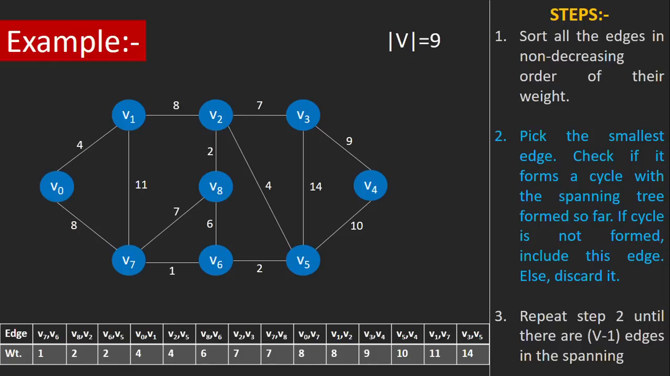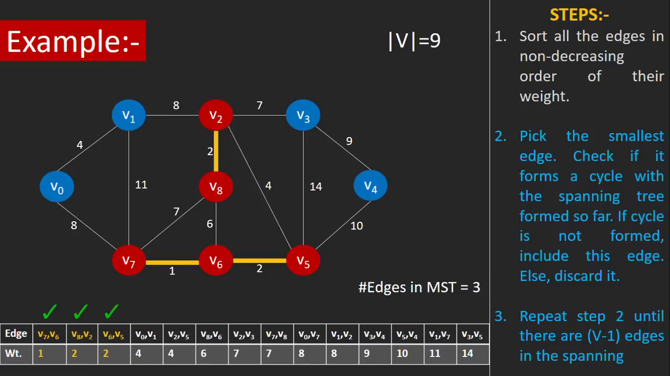Now let's move on to step 2. Pick the smallest edge V7, V6. Being the first edge, obviously it does not form any cycle. So this edge will definitely be a part of the minimum spanning tree. The edges represented by the yellow lines here are the ones that are part of the MST. Let's pick the next edge V8, V2. Again, it doesn't form any cycle, so it will be added to the MST. Next is V6, V5. Again no cycle being formed, added to the MST.